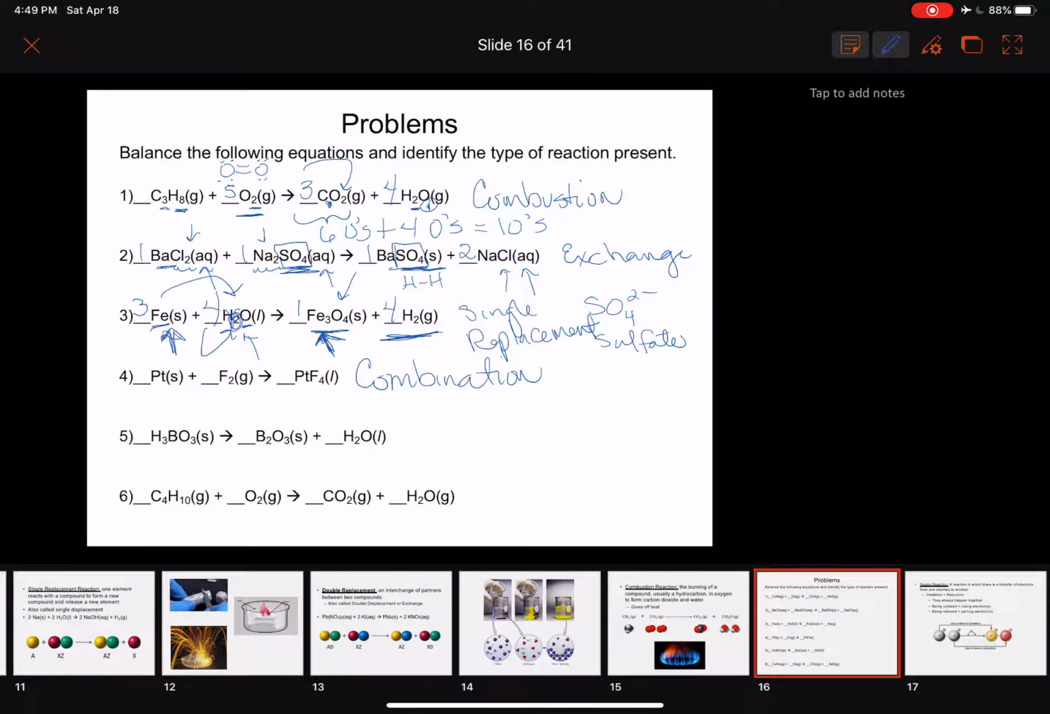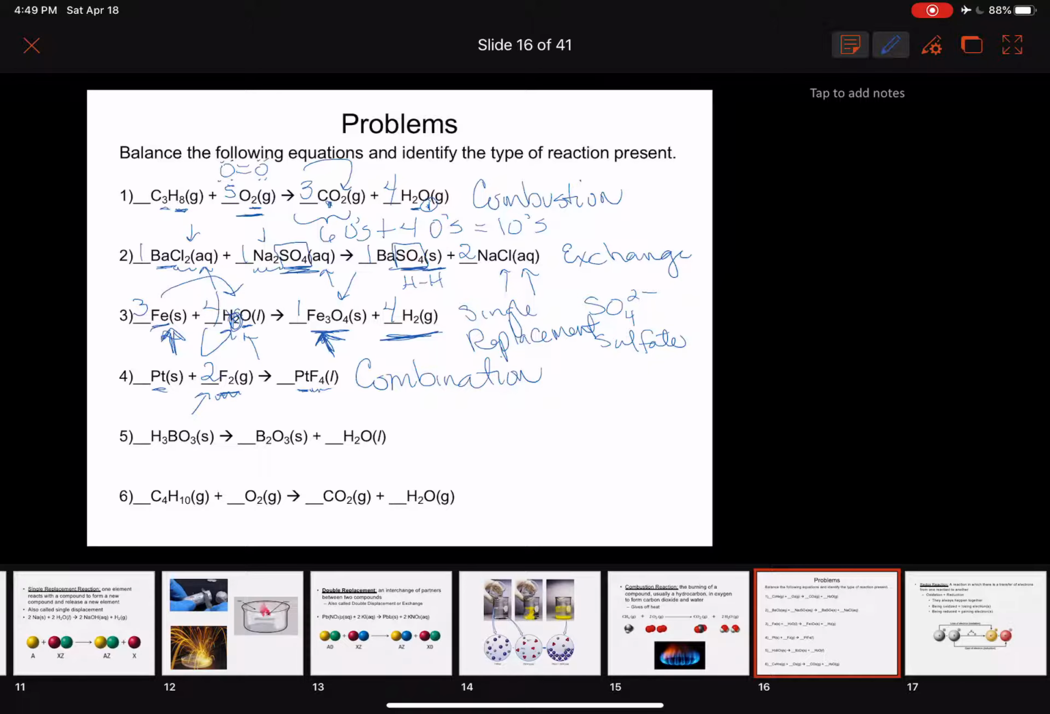Okay, so on the reactant side we have 1 platinum, and on the product side we have 1 platinum, so we're good there. On the reactant side we have 2 fluorines, and on the product side we've got 4 fluorines. So what do I need to do on the reactant side to balance our fluorines? I need to put what coefficient right there? A 2. So I've got 1 platinum on each side, and I've got 4 fluorines on each side.